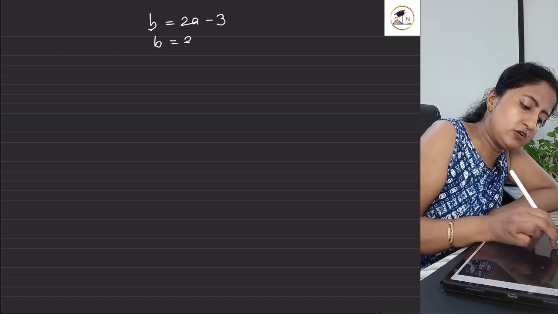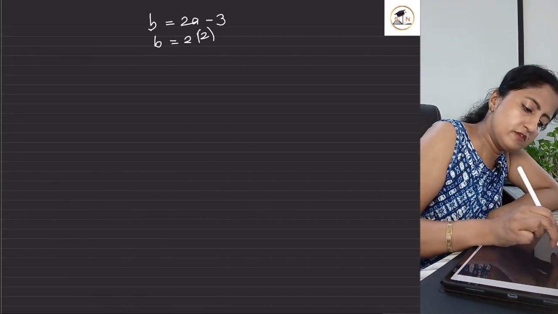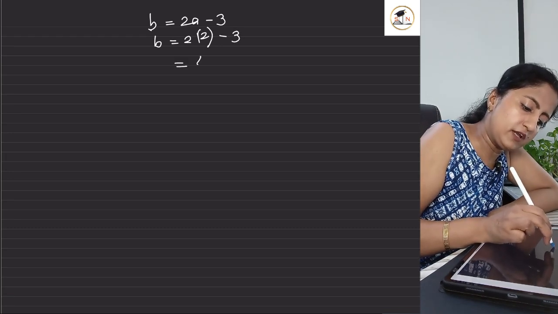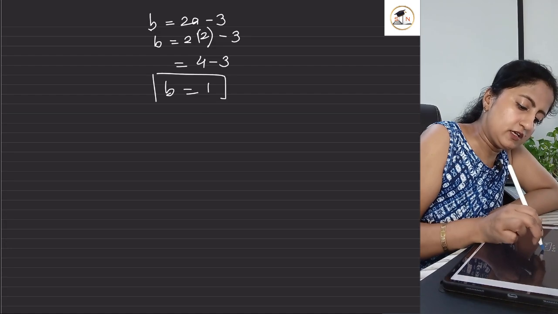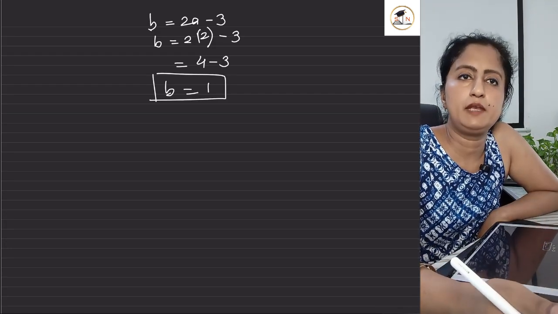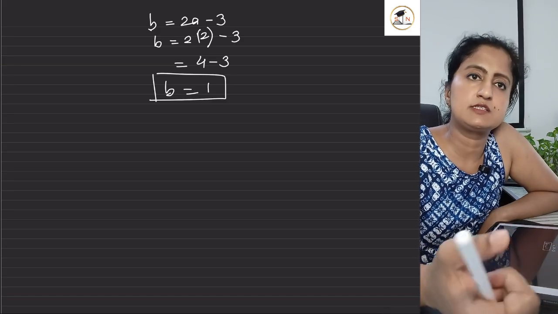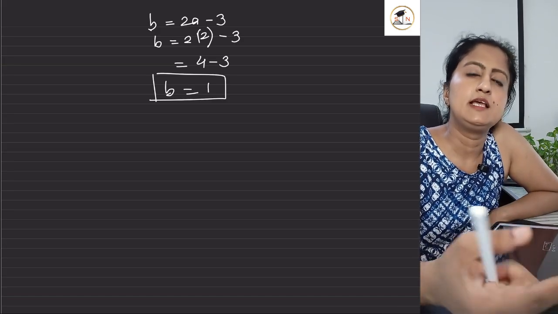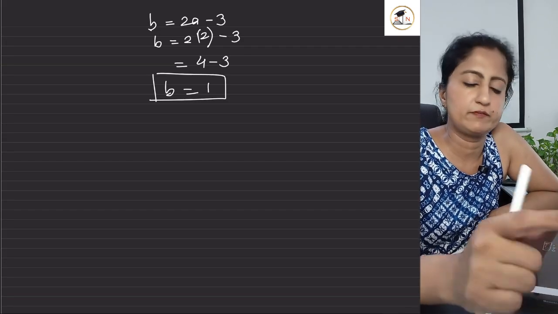b equals 2 times the value of a, which is 2. So therefore, it comes out to be 1. So in this portion, we have seen how to find the value of a and b when one of the factors gives us 0 as a remainder and the other leaves a remainder, and we solve both of them for 2 variables.